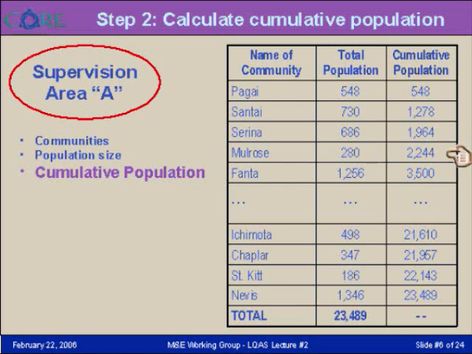1,964 plus 280, that will result into 2,244. Next, 2,244 plus 1,256 will give us 3,500 for the cumulative population. And this process will be repeated all the way down to the very last town or community, and we will be able to match at the very end the total population size with the last cumulative population cell. For this particular example, 23,489.